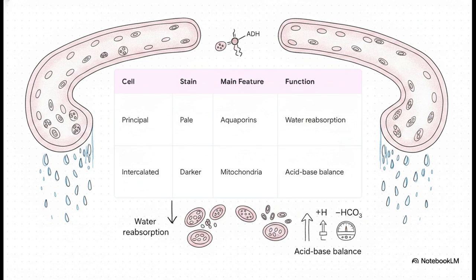When the body is dehydrated, antidiuretic hormone, or ADH, binds to these principal cells, which stimulates the insertion of these aquaporins into the apical membrane, allowing for massive regulated water reabsorption. They're also the pharmacological target for potassium-sparing diuretics like spironolactone. Scattered among them are the slightly darker staining intercalated cells, which are packed with mitochondria. These actively secrete either hydrogen or bicarbonate ions, acting as the ultimate regulators of blood acid-base balance.